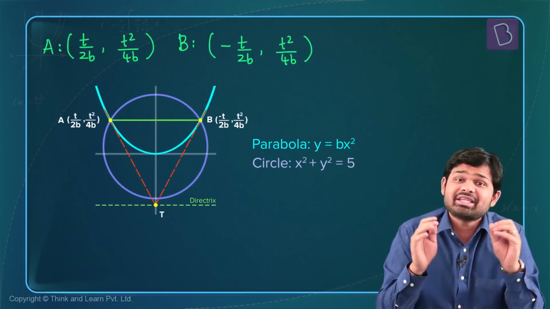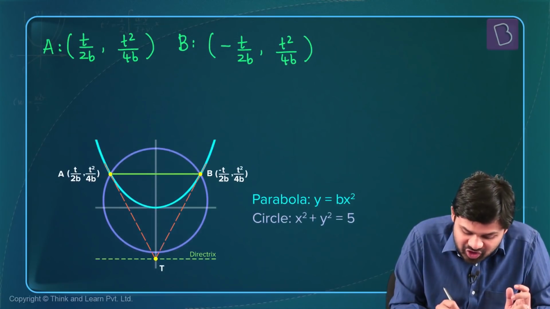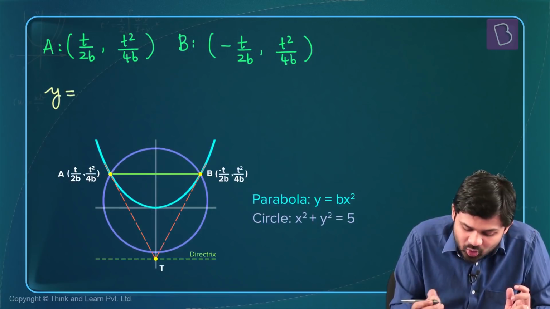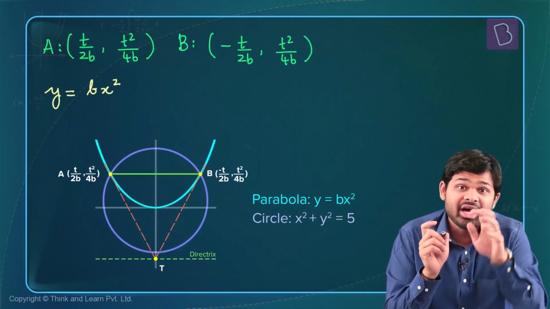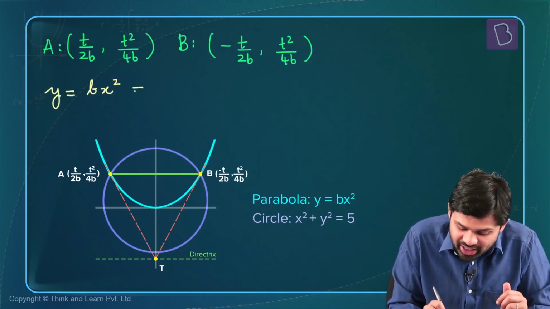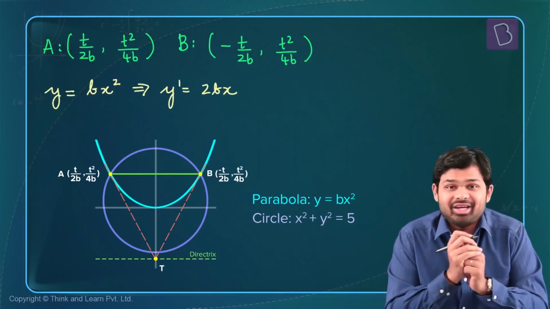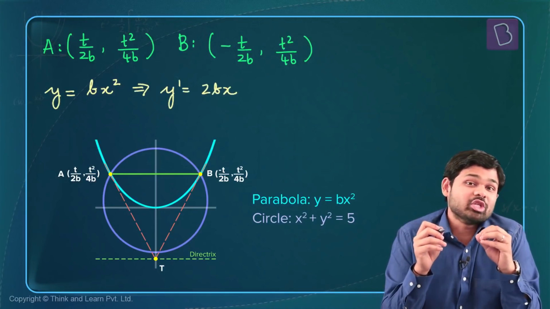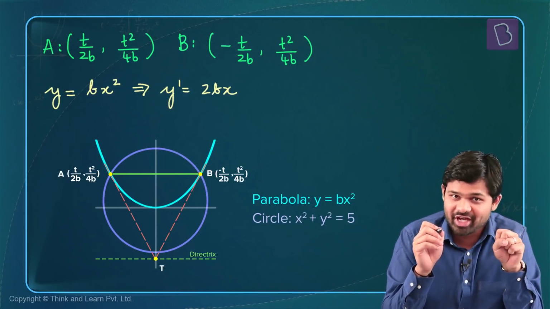For that matter, let's consider the slope of the tangent at any random point to this parabola, which is going to be y equal to bx square. I'm going to write it in this way because then I can find out the slope in a very easy way. Just by differentiating, I get y dash equal to 2bx. So y dash is 2bx, so the slope of the tangent at any point is going to be 2b times the x coordinate of that point.